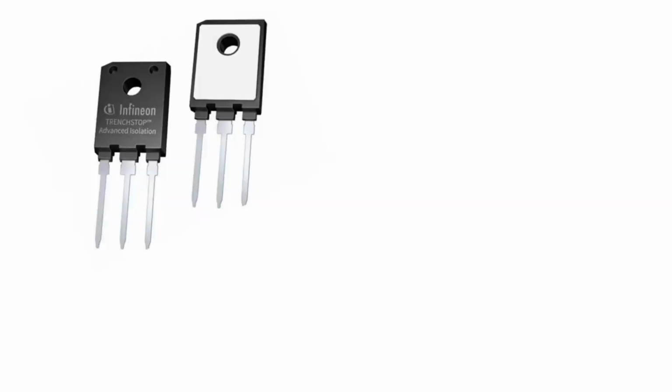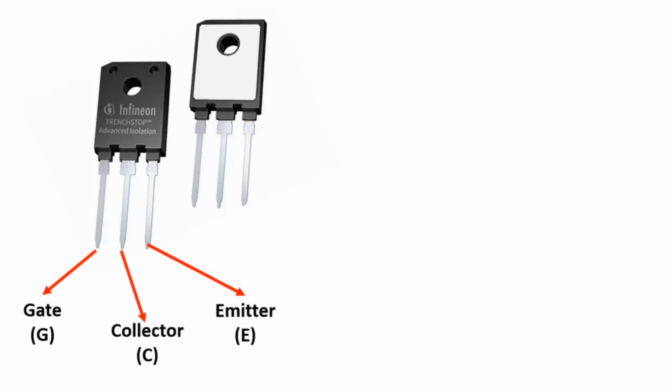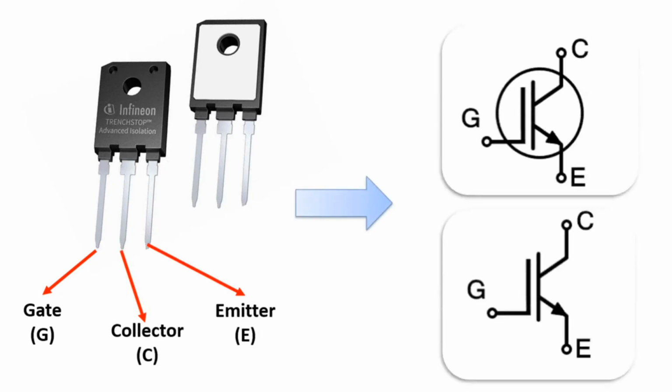IGBTs have 3 pins. One of them is the gate, the other is the collector, and the last one is the emitter. The abbreviations G, C, and E are used for these. Their locations may not always be like this. Pin locations may change according to the type. Their symbols are as you see on the right. These 2 symbols are also used. You may encounter symbol drawings similar to these that differ slightly.